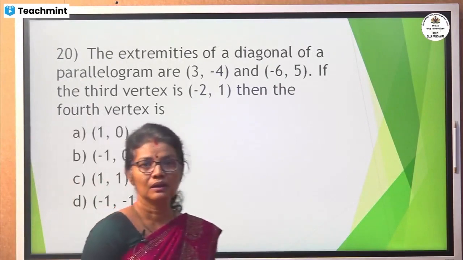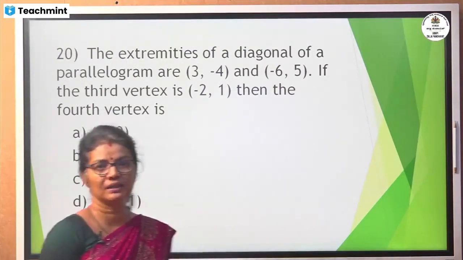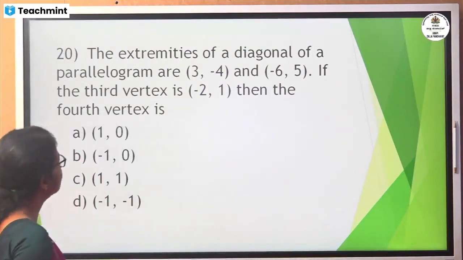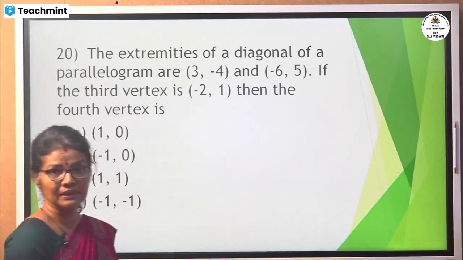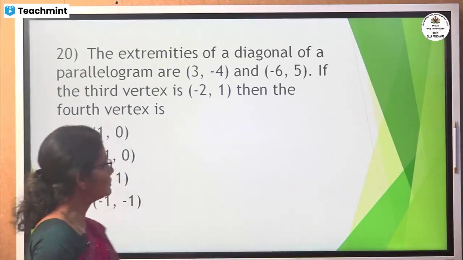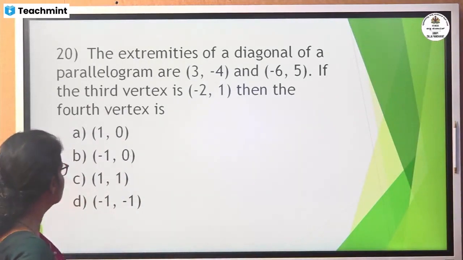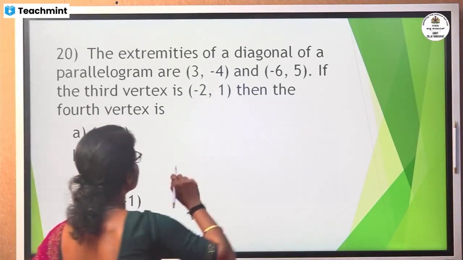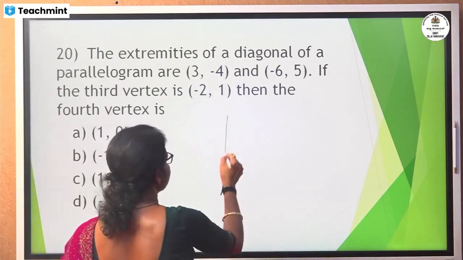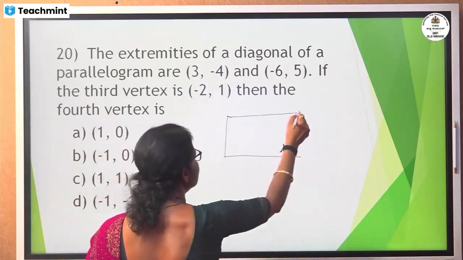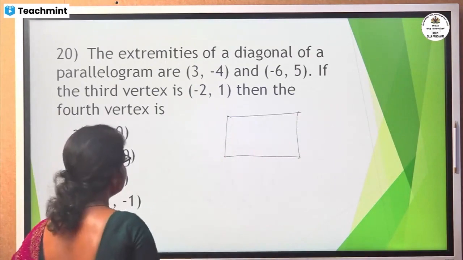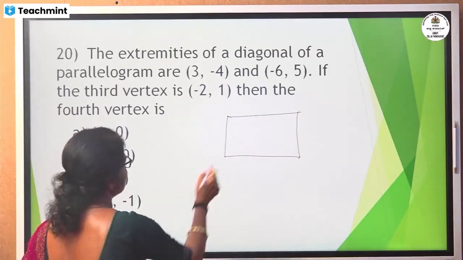Next one, the extremities of a diagonal of a parallelogram are (3, minus 4) and (minus 6, 5). If the third vertex is (minus 2, 1), then the fourth vertex is... extremities of the diagonal of the parallelogram.